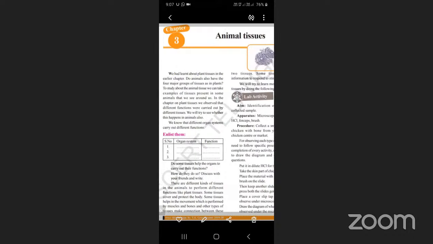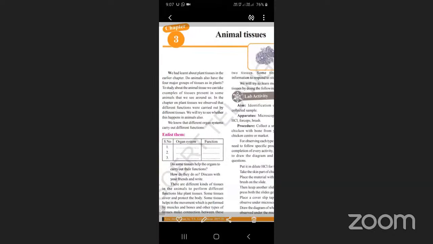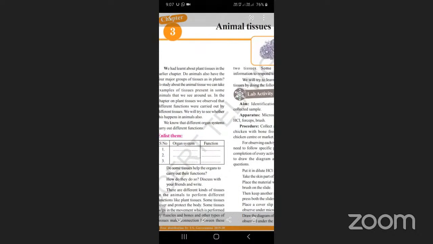Okay, so these many days we have observed plant tissues and how different life processes are carried out by different tissues in plants. Likewise, in animals, how will the different functions be carried out? Okay, so to know that, let us enter into this lesson, animal tissues, chapter 3, biology.